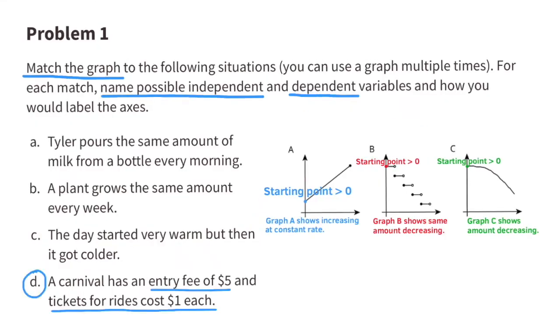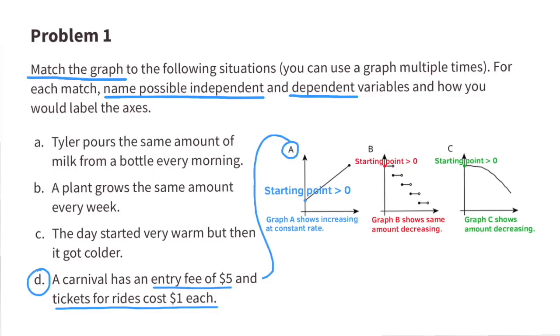D. A carnival has an entry fee of $5 and tickets for rides cost $1 each. This situation matches graph A. The y-intercept represents the $5 entry fee, and its positive slope represents the money spent on rides.